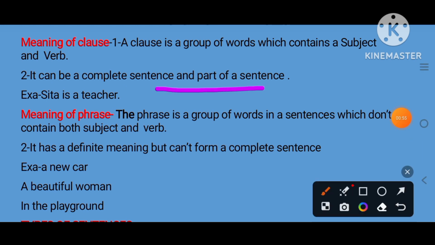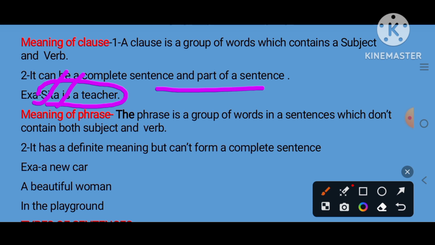So look at this example. Sita is a teacher. So here we can see this is the subject. Which is the subject? Subject is Sita and the verb is "is". So we can say that this is a complete sentence. So we can say this is an example of a clause.